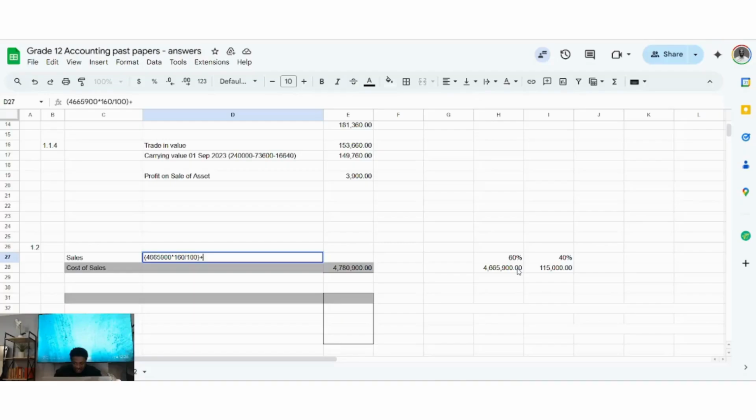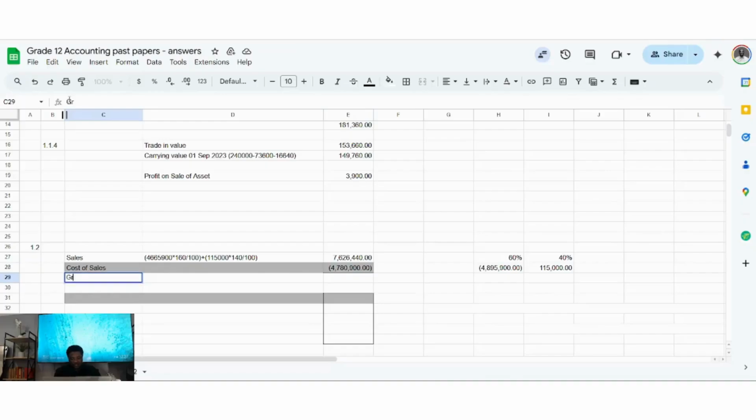And then we're going to add the other sales, which is 115,000, but then these ones are going to be marked up at 140. So we're going to say 100 plus 40, which is 140 over 100. And then that would give us our sales. So the sales then work out to 7,626,441. And then let's remember that with the cost of sales, obviously we'll put that in brackets. So as we put that in brackets, we then would have a gross profit.